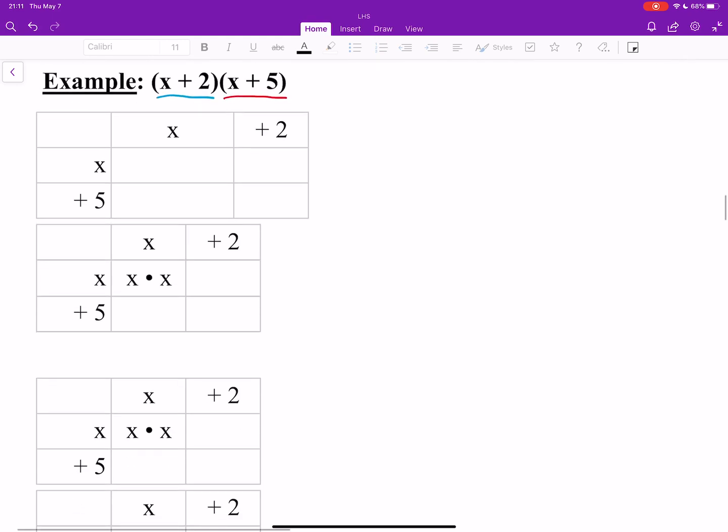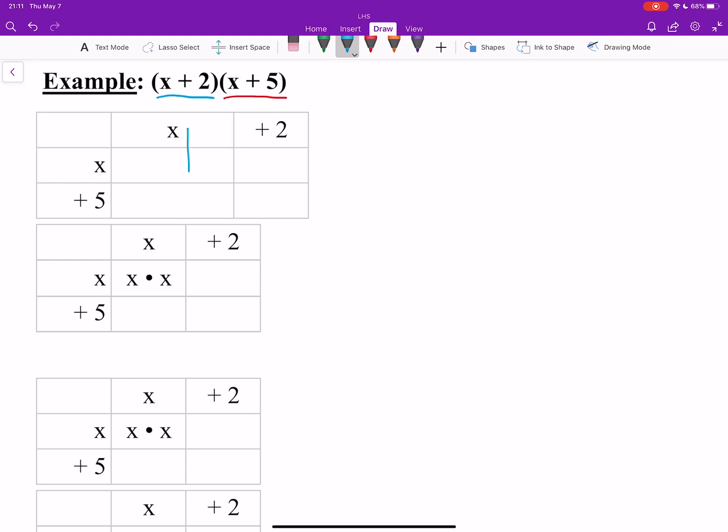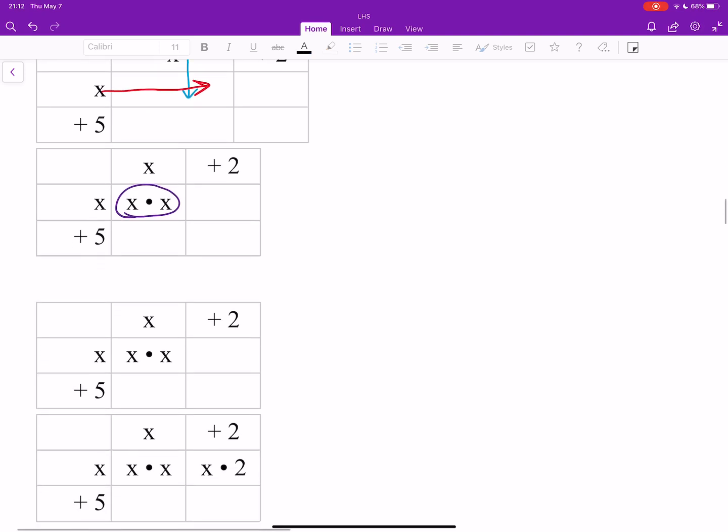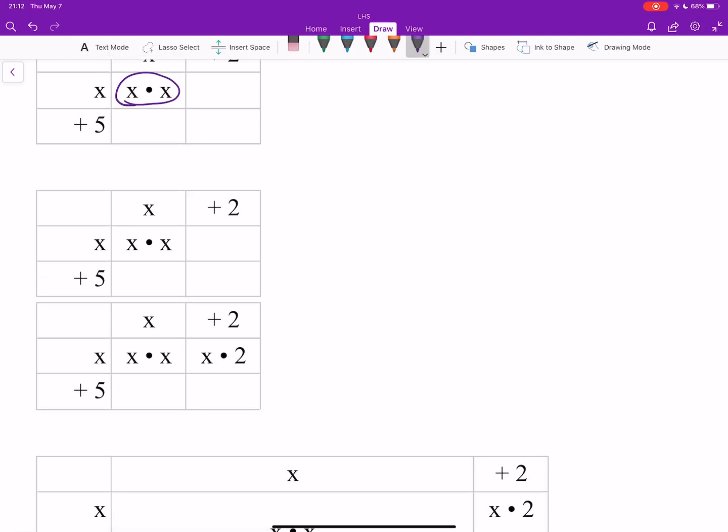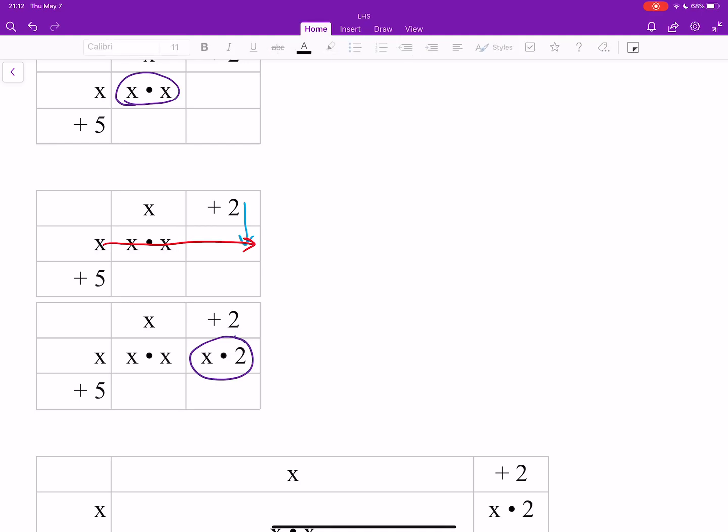So if you take a look here, in this first box, my x term intersects with my x term. And so that's why right here I have x times x written. In the next box, I can see that I have 2 intersecting with x, so that's why right there I have x times 2.